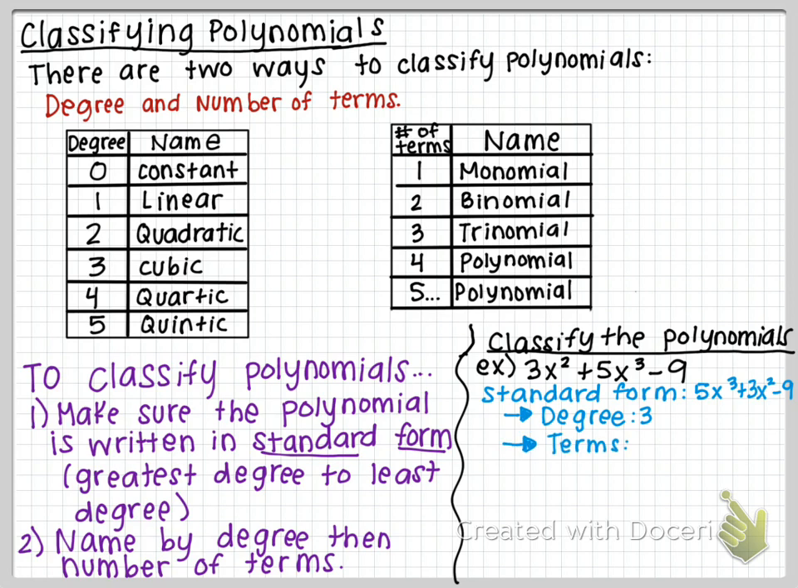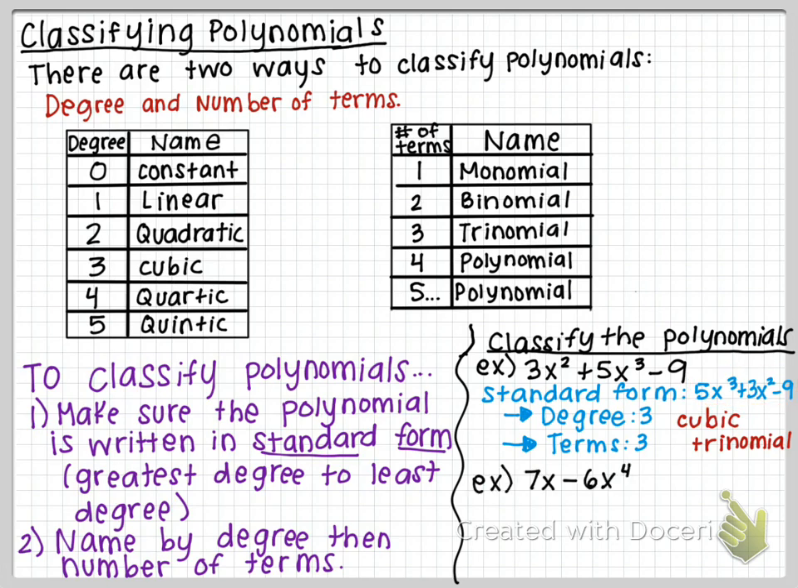Then we're going to look at the terms. How many terms are there? Remember, the terms are separated by a plus or minus sign. 1, 2, 3. So there's 3 different terms. So let's look back up at our box. We have a degree of 3, so that's cubic, and we have the number of terms right here. The number of terms we said was 3, trinomial. So it's going to be called a cubic because of the degree of 3, and then trinomial because of this. Okay, cubic trinomial. That's what we'd call this.